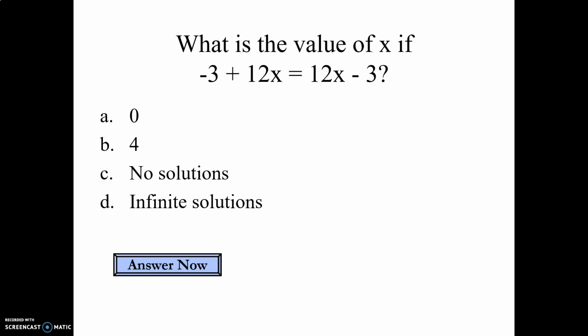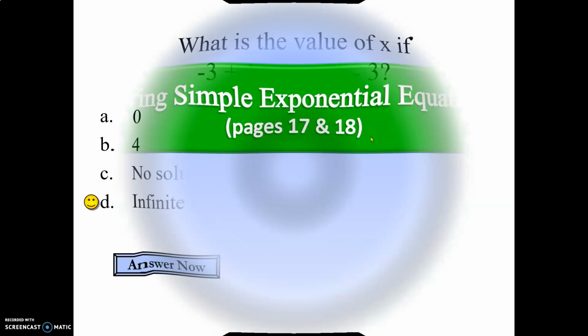Pause the video if you want to take a look, think about it there. We get infinite solutions. If you look at this carefully, negative 3x plus 12x, we switch the order of those terms, we get the same thing on the right side. We would get 12x minus 3 and 12x minus 3. When that happens, it doesn't matter what x is going to be. We're always going to get the same result.